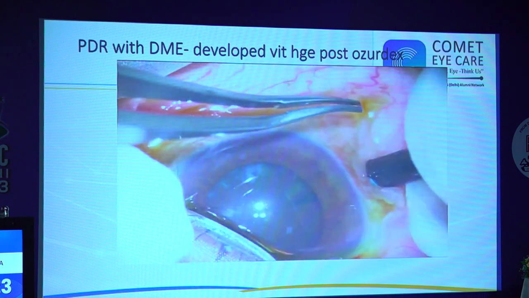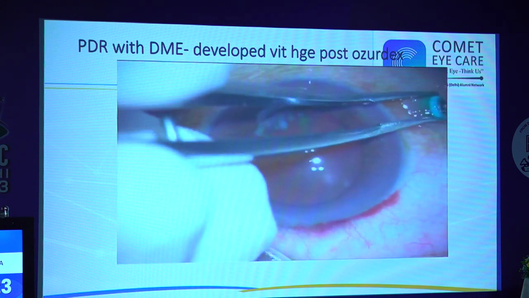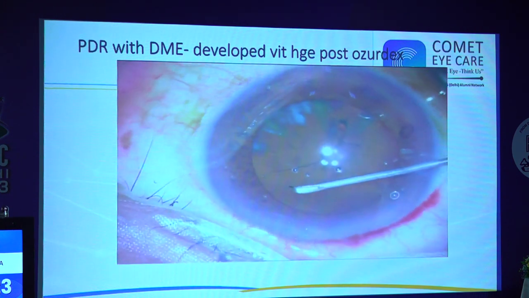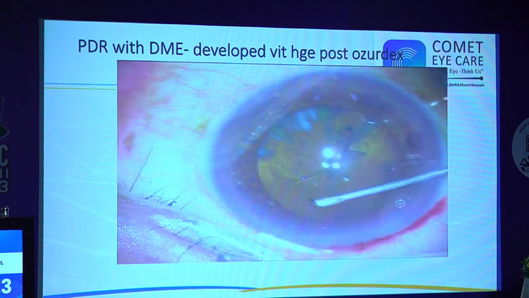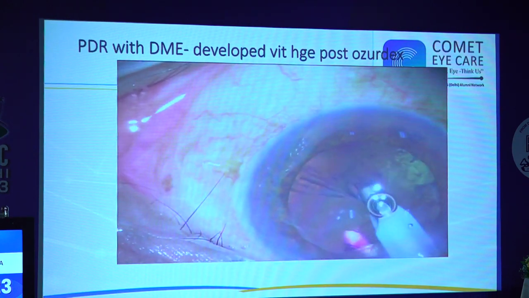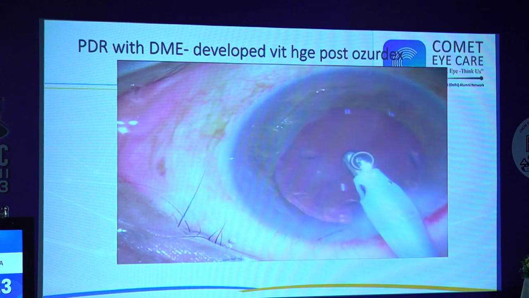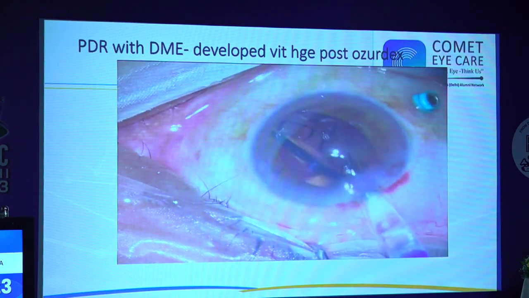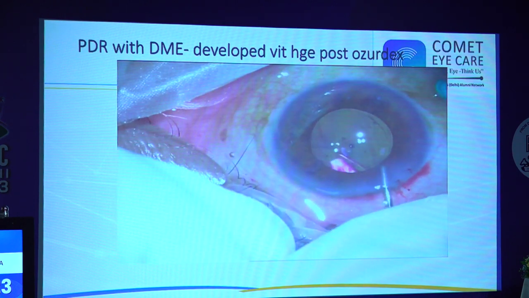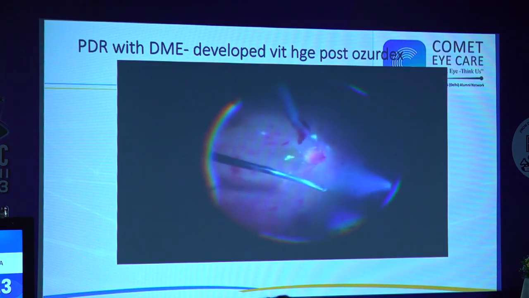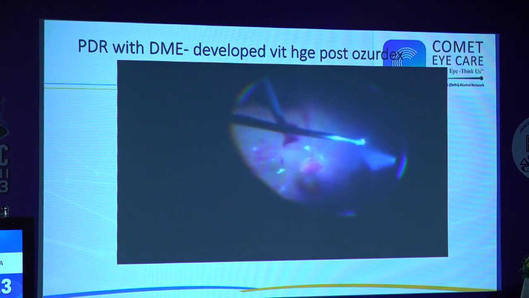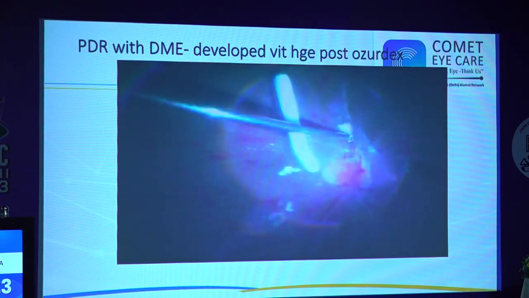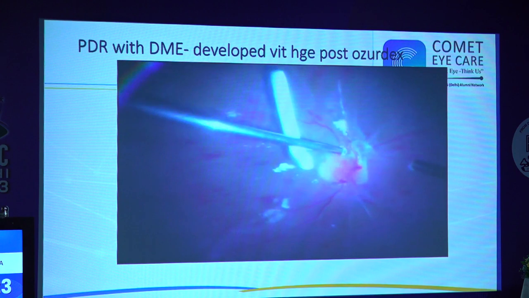So meanwhile, this case came to us. PDR with DME was injected with Ozurdex, but developed vitreous hemorrhage post Ozurdex. The patient got panicked, so we decided to go all in. The cataract was removed in the same sitting, and we can see the Ozurdex implant.